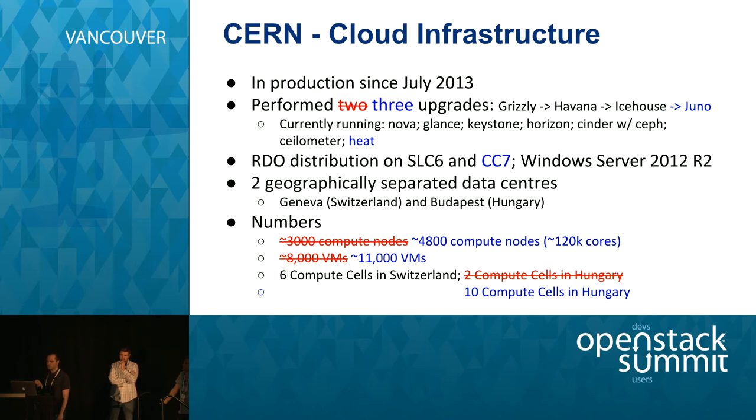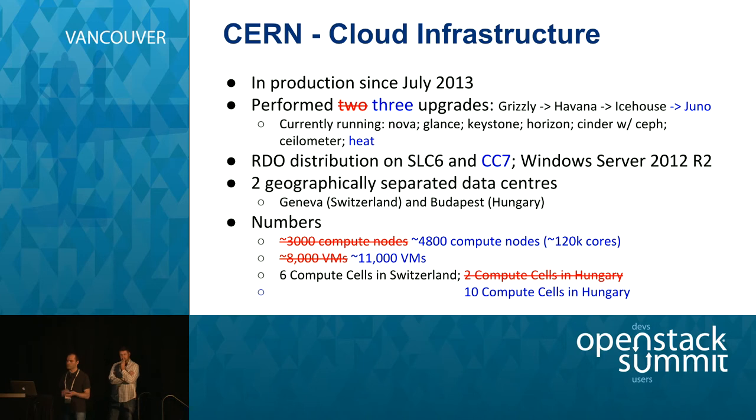So the cloud infrastructure has been in production since July 2013. We are now running Juno. We finished the upgrade 3 weeks ago, and we started also offering it to our customers. We have two different virtualization technologies in our cloud. We have KVM and also Microsoft Hyper-V. And we're starting to upgrade all our Scientific Linux 6 nodes to CentOS 7. The reason for this is to continue to use the OpenStack distribution packages.